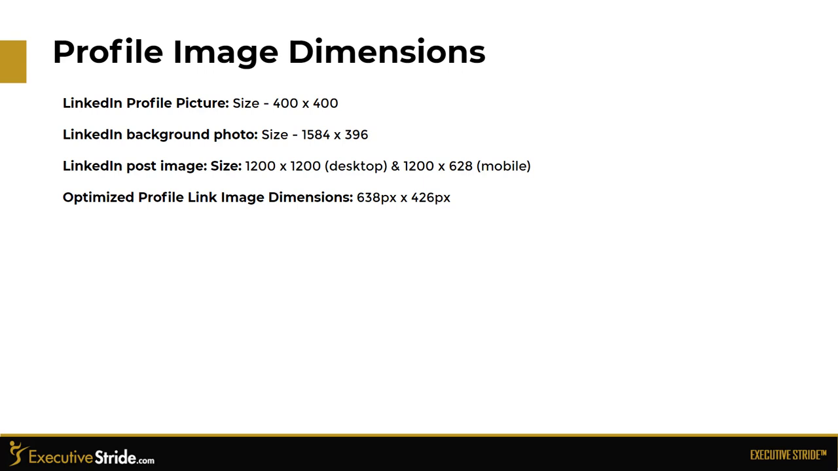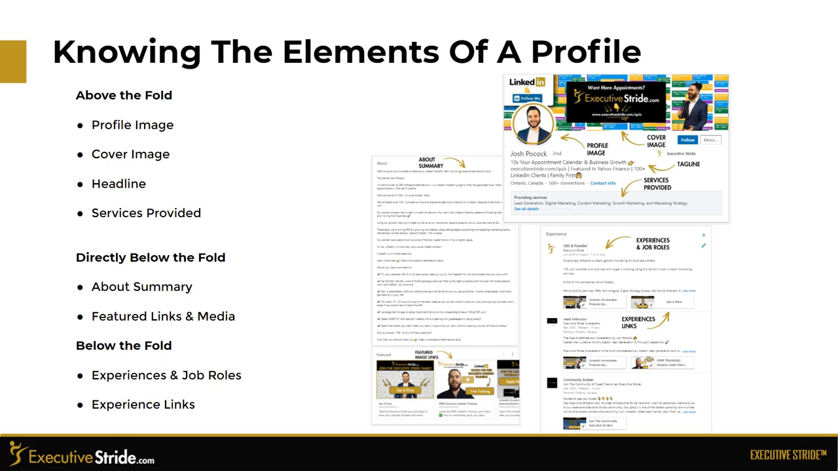All right. So knowing the elements of a profile, there are really three main elements. We have above the fold, directly below the fold, and below the fold. In the above the fold section, we have profile image, cover image, headline, services provided. Then directly below the fold, about summary, featured links and media, and below the fold we have experiences, roles, experience links. So you can see we have about summary, profile image, cover image, tagline, services provided, experiences and roles, experience links. We're going to cover all of that stuff.